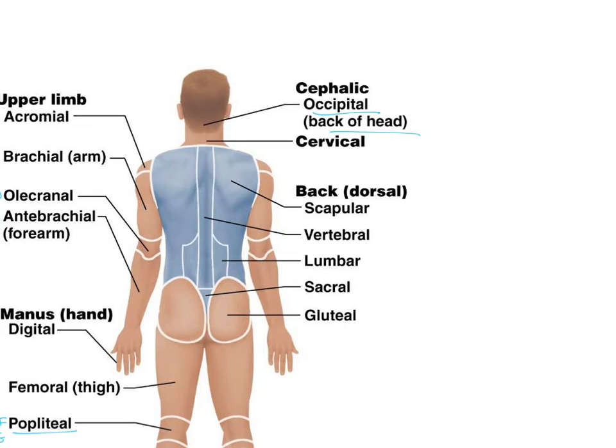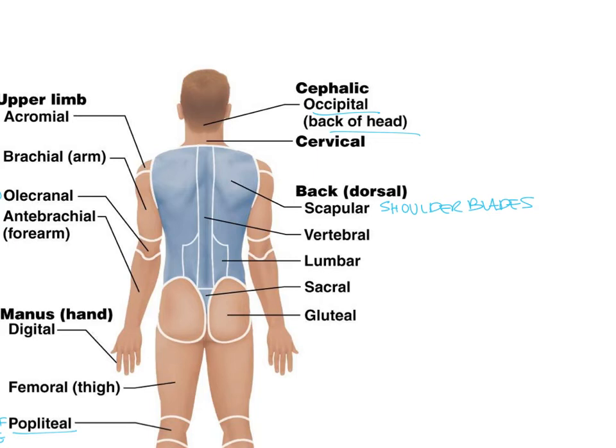So that whole area in blue, we could refer to that as the dorsal side of the body, or the dorsal area of the body. Now, more specifically, you have your scapular, which is your shoulder blades. If you know the true name for your shoulder blades, which is scapula, you'll understand that those two are related. Then you have your vertebral, which is your vertebral column.